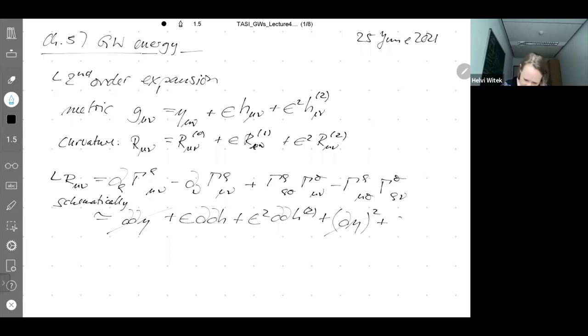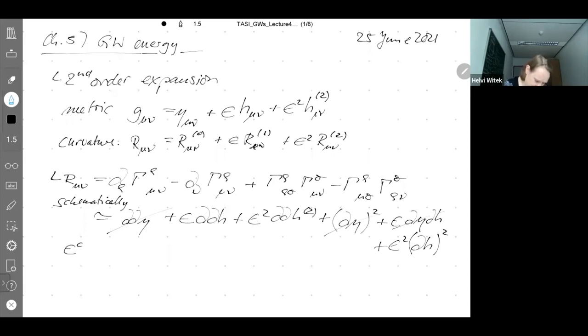plus, and then the first order contribution would be of this form, which involves a partial derivative of the background metric, also vanishes, plus epsilon squared. And here we would have the partial derivative of our first order perturbation, but squared. So now if we think about the Ricci tensor as a derivative operator, I can actually write out the different components in the following form.